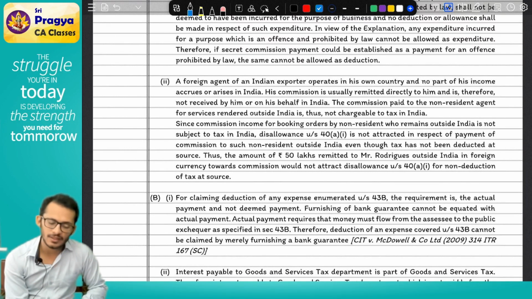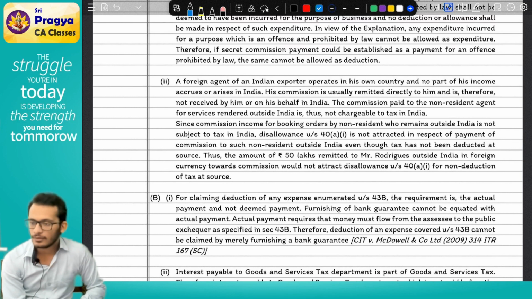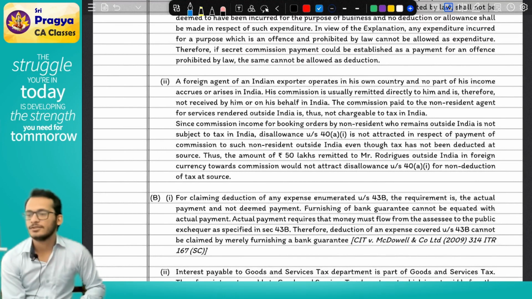Since the commission income for booking orders by a non-resident who remains outside India is not subject to tax in India, disallowance under 40A(i) is not attracted in respect of the payments of such commission to such non-resident outside India, even though tax is not deducted at source. Therefore, the amount of 50 lakhs which is remitted to Rodriguez outside India in foreign currency towards commission is not attracting the disallowance under section 40A(i).